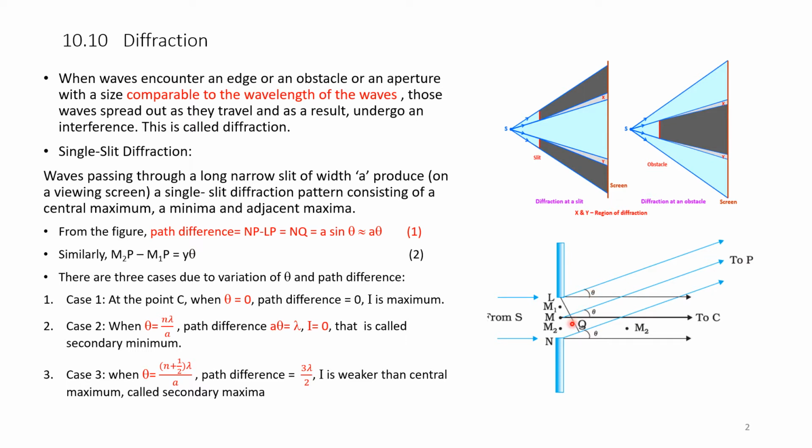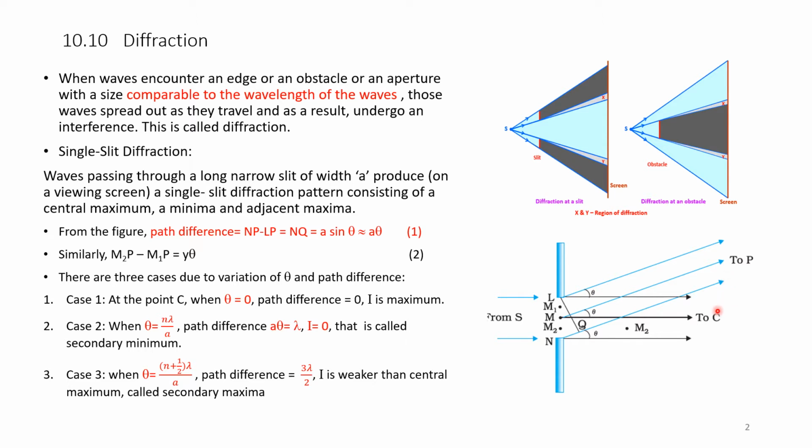In case number 2, NQ will be equal to n lambda, that is a sin theta will be equal to n lambda, or path difference a sin theta will be equal to lambda and I will be equal to 0. This is called secondary minima. Secondary minima will be just next to the central maxima.